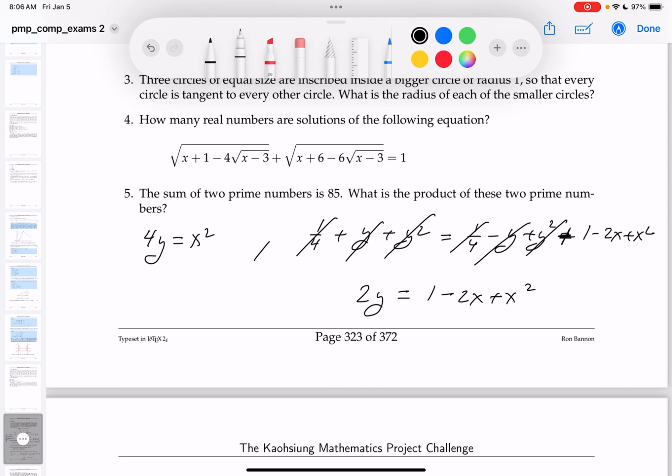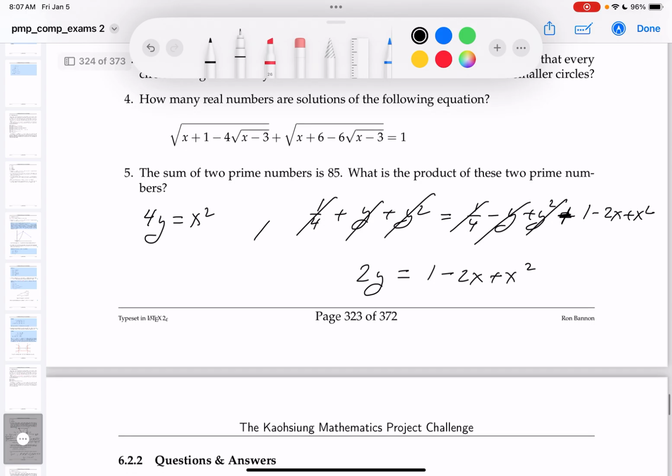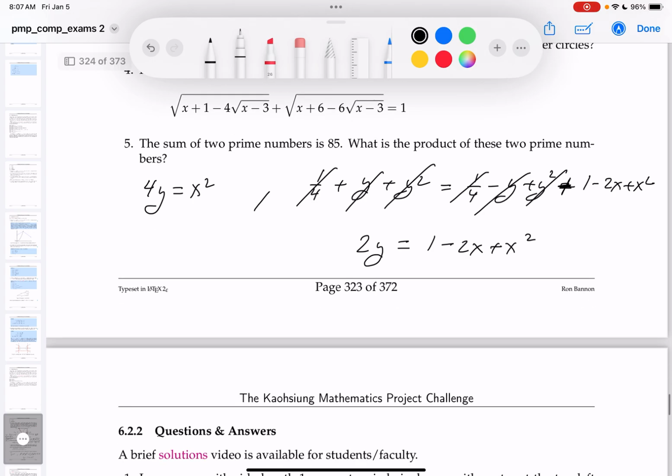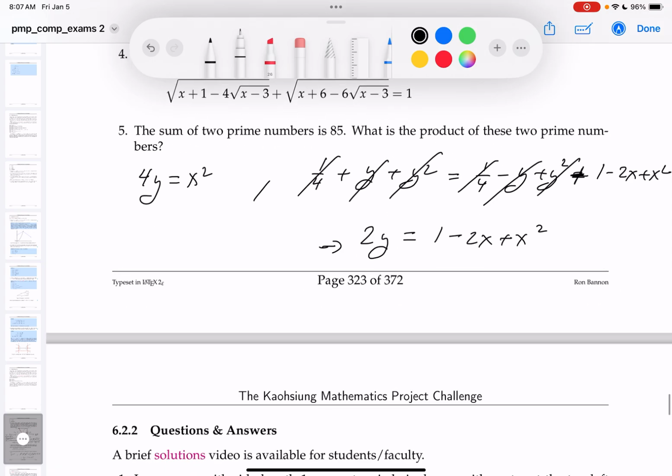All right? Let me see if I did that right. I took the quarter from both sides, added y to both sides, took y squared from both sides. Yeah, it looks okay. So I'm going to look at this over here and see what I can do over here. And I'm going to multiply this thing by 2. And you get 4y equals 2 minus 4x plus 2x squared. You say, why did I do that? I know that's equal to x squared now. So x squared is 2 minus 4x plus 2x squared.